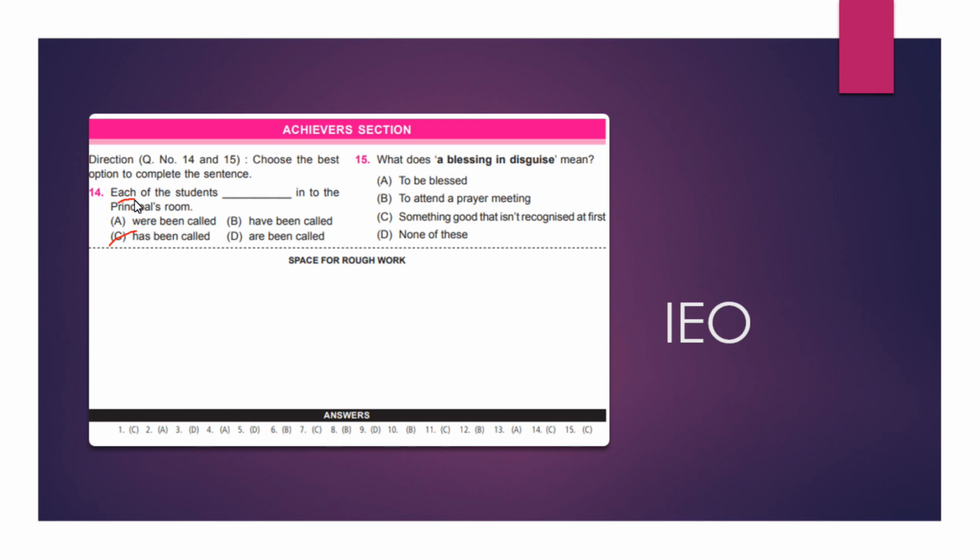What do you mean by a blessing in disuse? Answer is something good that isn't recognized at the first. Blessing in disguise. Disguise means invisible. Something good that isn't recognized at the first.